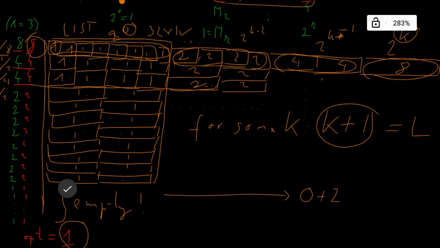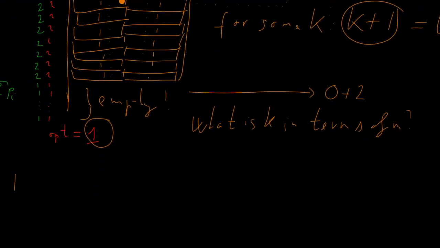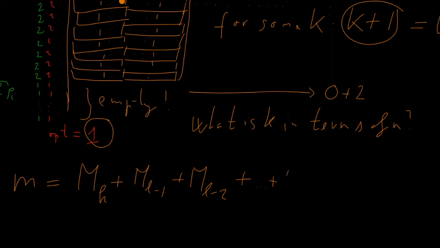But what is this k? We want to use the number of machines as a parameter. So what is k in terms of m? Well, m, the number of machines, is just m_k plus m_{k-1} plus m_{k-2} plus ... plus m_0, because we have m_0 machines of speed 2 to the 0, and we have m_1 machines of speed 2 to the 1, and so on, and we have m_k machines of speed 2 to the k.